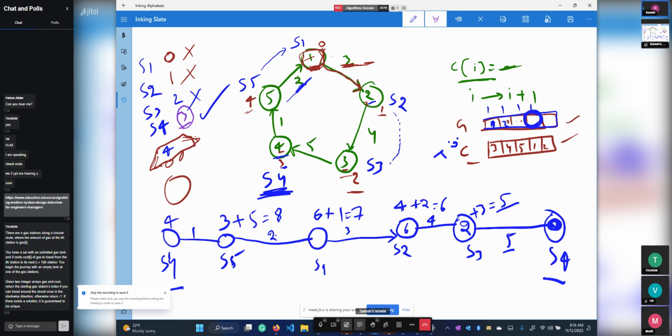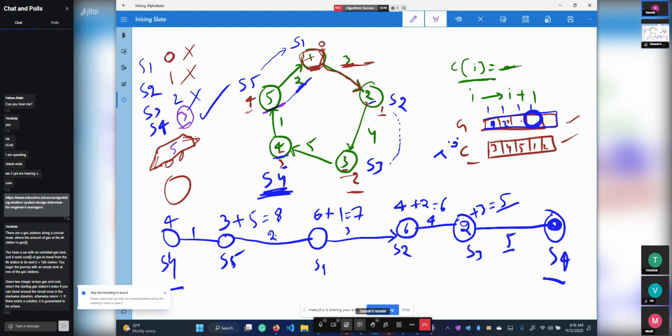Now let's find out. You guys say, hey, we have one more station available. You started from S1, S2, S3, S4. Can you start from S5? They are saying only one solution is available. Let's figure it out. If you start from S5, you fill the car with 5 gallons, right?